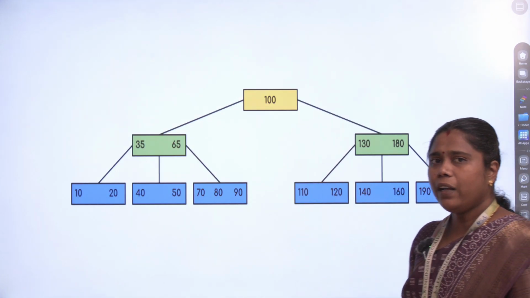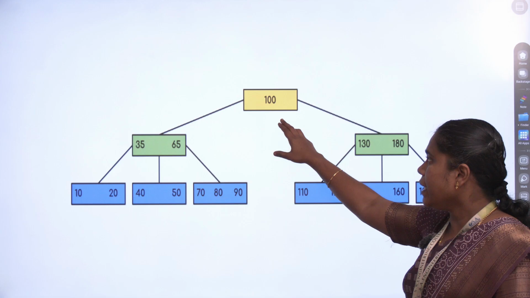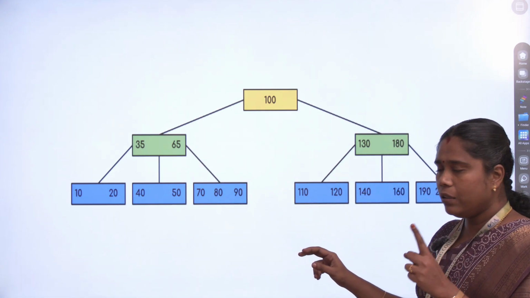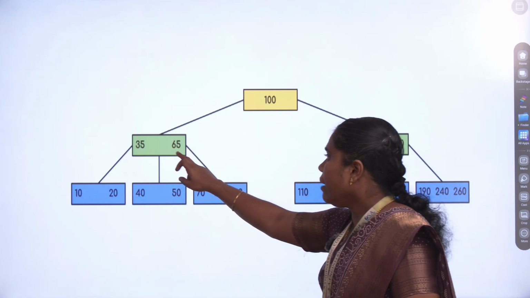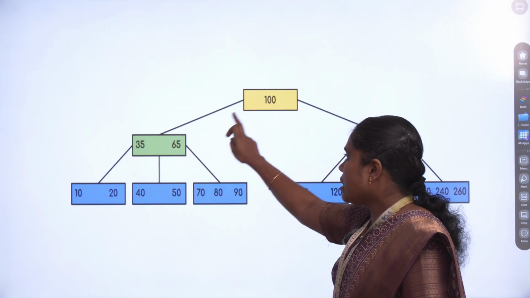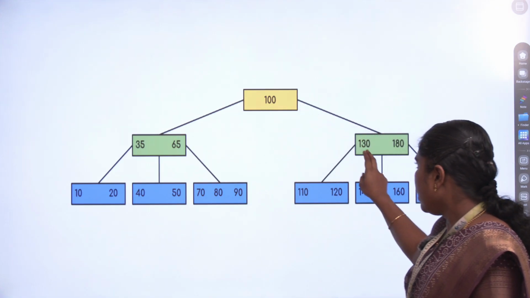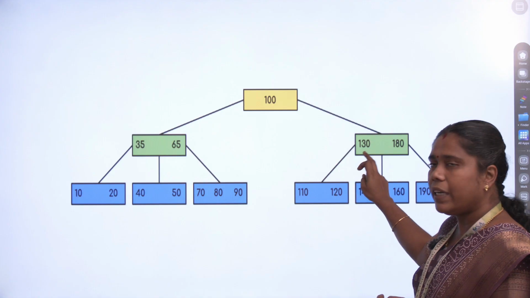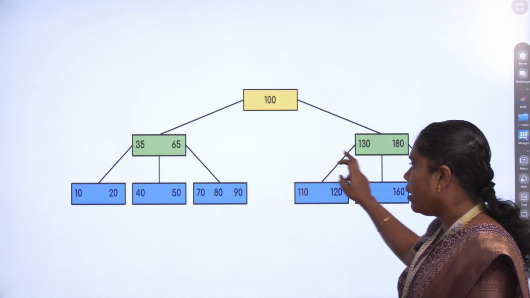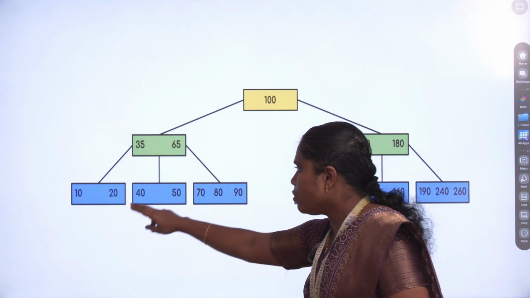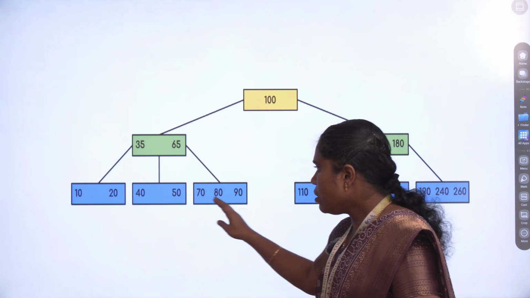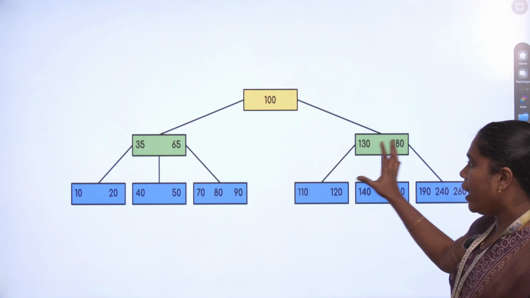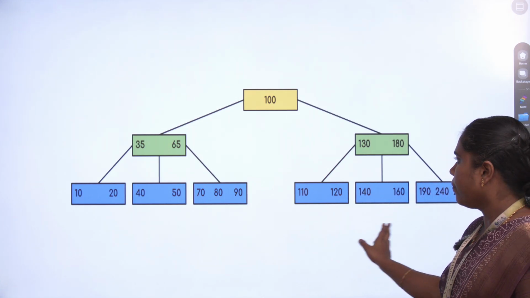So this is an example for a B tree. Consider here the root node consists of element 100. The left subtree consists of a single node which has two key values, 35 and 65, which are lesser than 100. And the right side consists of a single node with two key values. These two values, 130 and 180, are greater than this node 100. Then the left node consists of three children. Those nodes will be having values lesser than this node, and the right side will be greater. So this is how a B tree will look like.